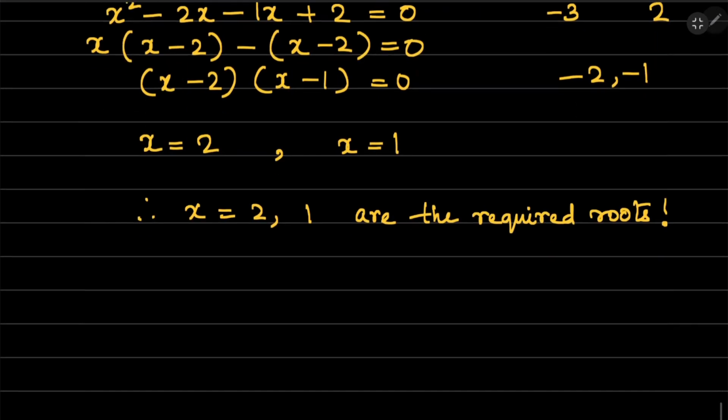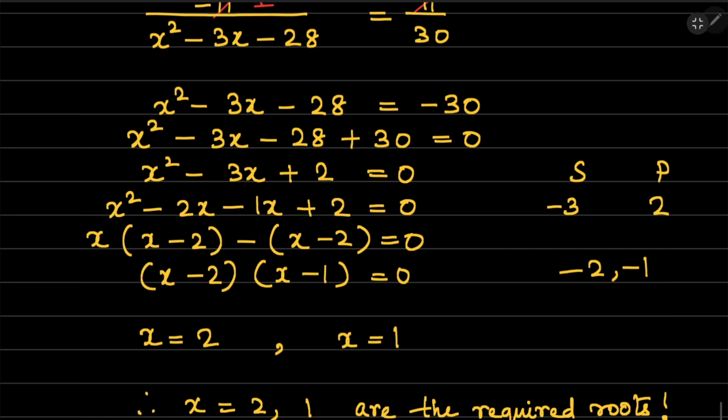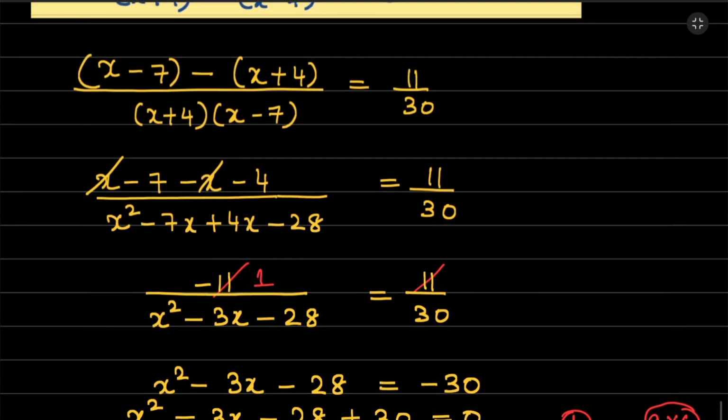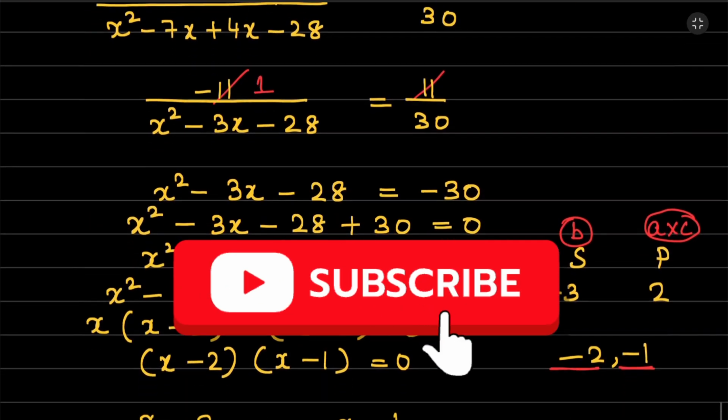I hope by solving these 10 questions you would have definitely understood how to do middle term splitting. By taking the sum and the product value, sum will always be b, the coefficient of x, and product will be the coefficient of x square multiplied by the constant. So you have to find two numbers whose sum and product fit the given values, and then replace the middle term with these two values. So do practice, and I hope you understood.